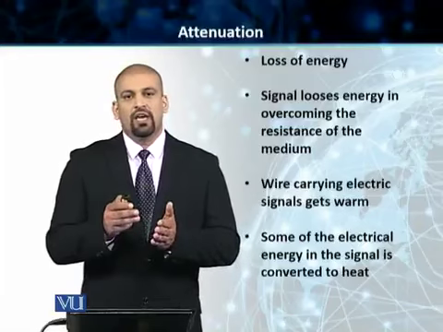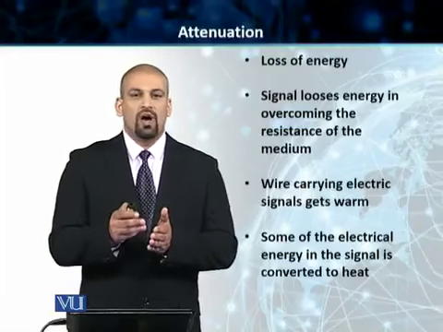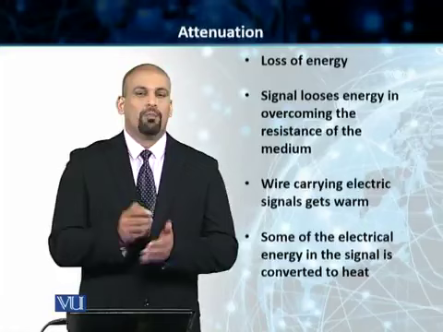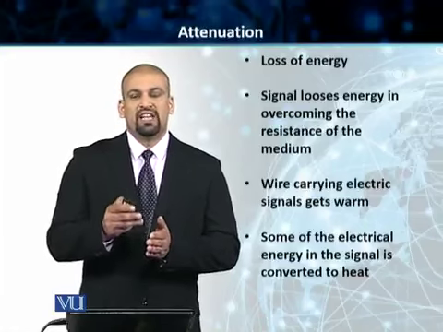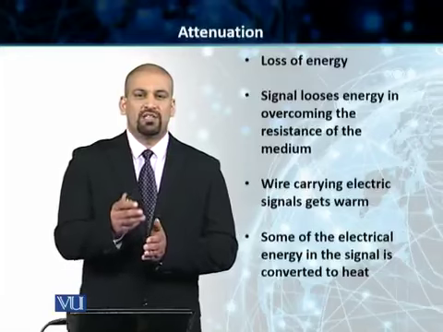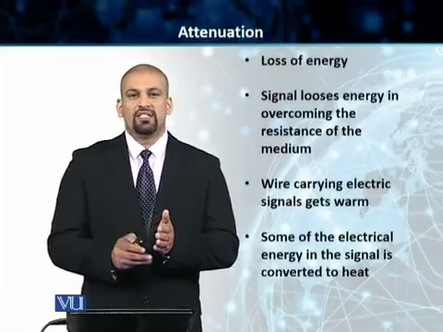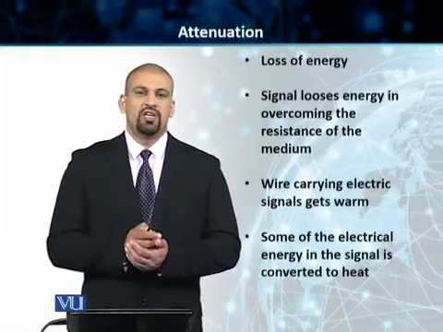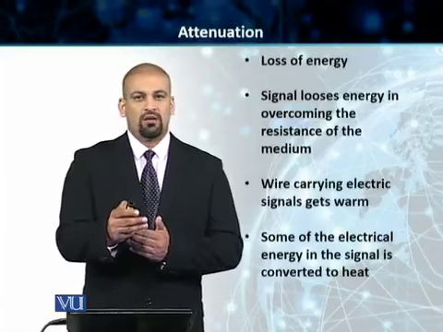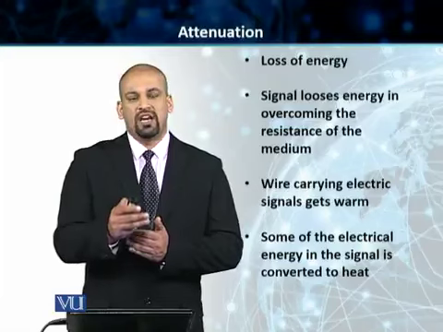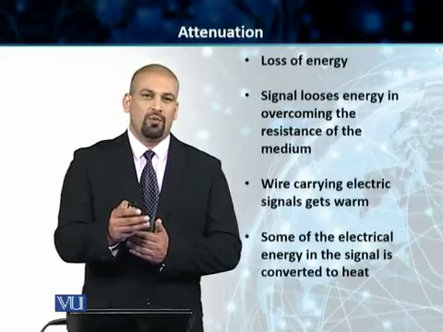आपने देखा होगा कि if the electric current is passing through a wire, the wire normally gets warm. And the reason for that is because the signal, the electrical signal or the voltage that's passing through that electrical wire, it is dissipating. It is giving up energy to overcome the resistance of that copper wire. And that energy is released in the form of heat.